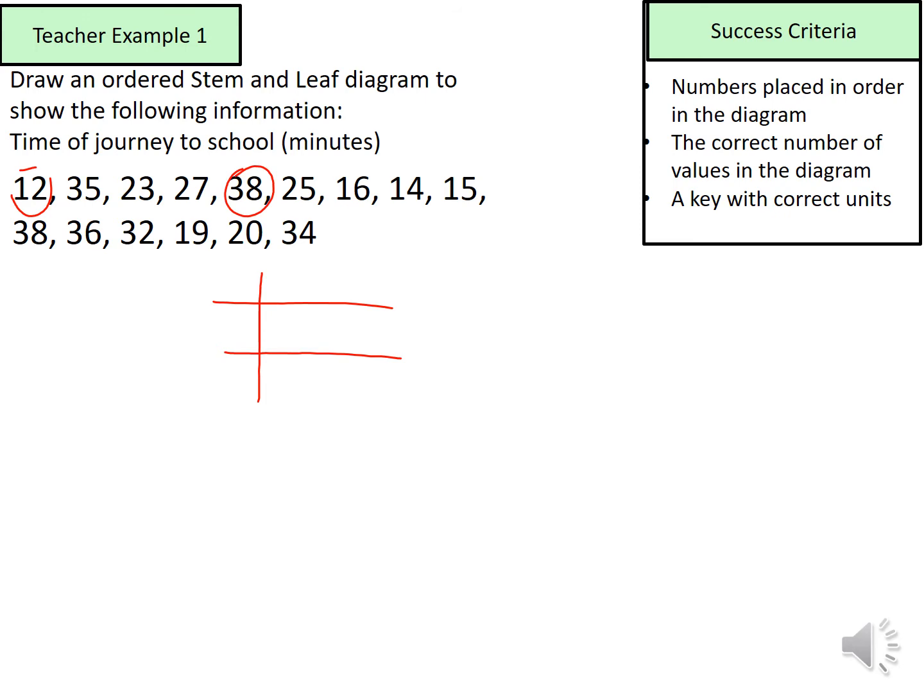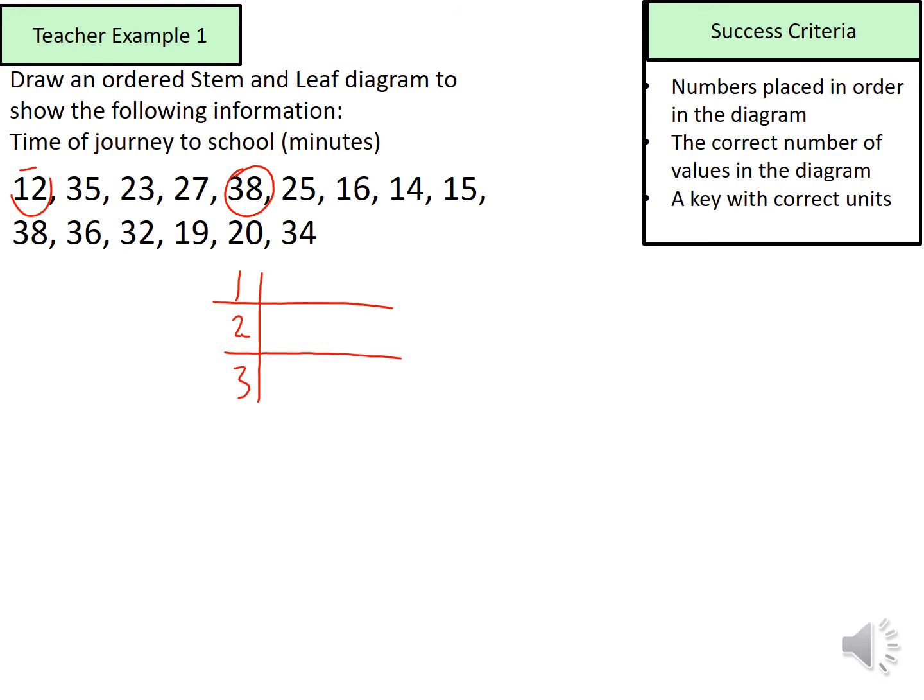The smallest number is 12, therefore the stem is 1. The largest number is 38, therefore the stem is 3. And then I put in my missing stem, which is 2. Now I need to focus on the leaves. I'm not concerned with what order I put the leaves in just yet, because this is my rough version of the stem and leaf diagram.